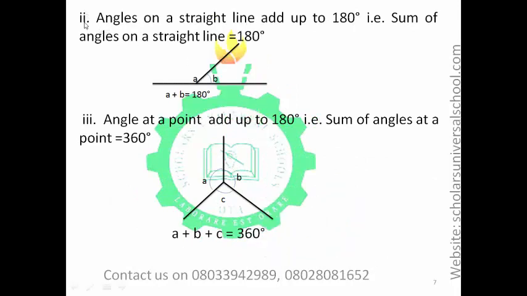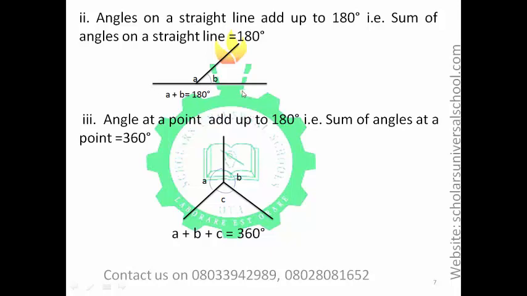Another one of the properties: angles on a straight line add up to 180 degrees. That is, sum of angles on a straight line is 180 degrees. You should know that an angle on a straight line is a semicircle. And the sum of angles in a circle is 360, and half of it is 180. If I draw a circle now and draw a line that cuts across the center and touches both sides of the circumference, that is a diameter.